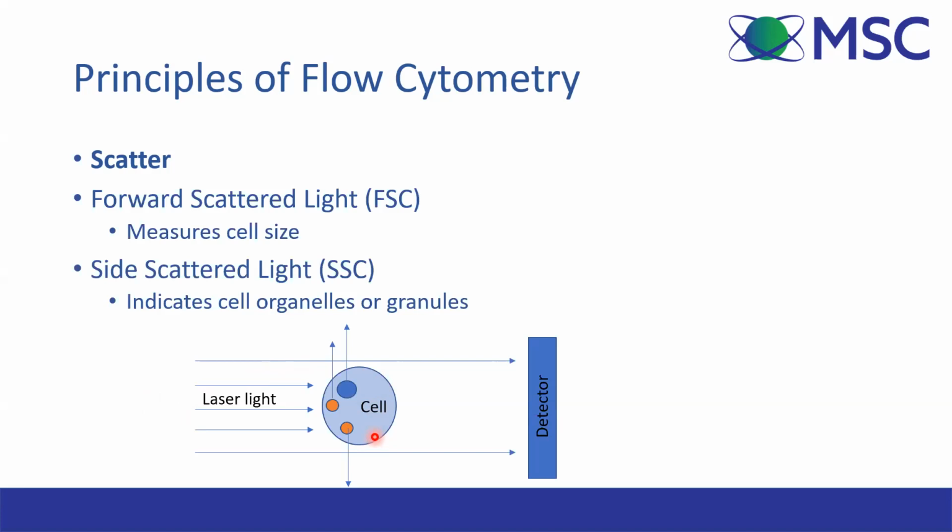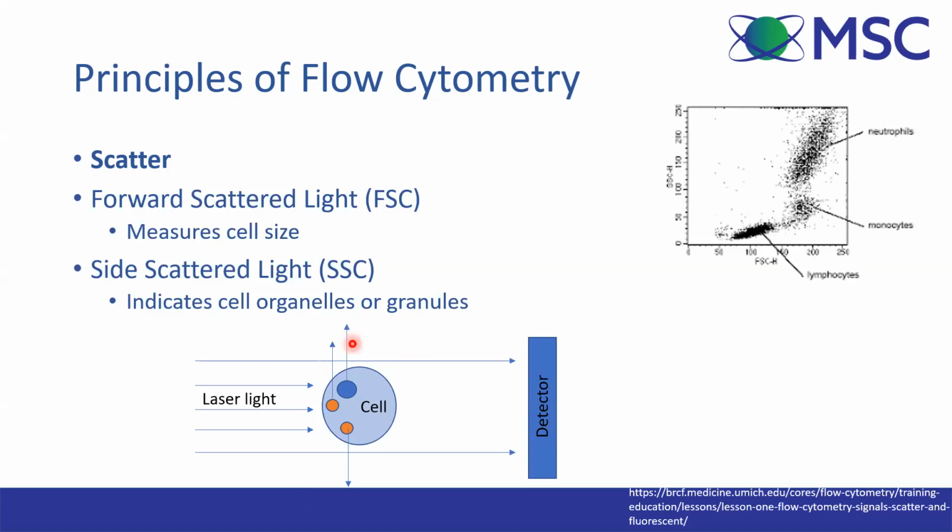The second type of light we'll talk about is side scattered light. Of course, we all know that cells aren't solid, they're not uniform particles, so the light which doesn't pass through to the forward scatter detector is not reflected straight back at the laser, and it's not absorbed. Instead, it bounces off organelles or granules inside the cell and reflects sideways, where it can be detected by side scatter detectors. And this gives a side scatter signal, which is an indication of the internal cellular complexity.